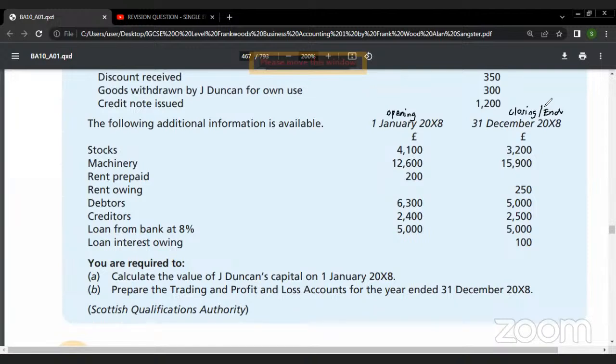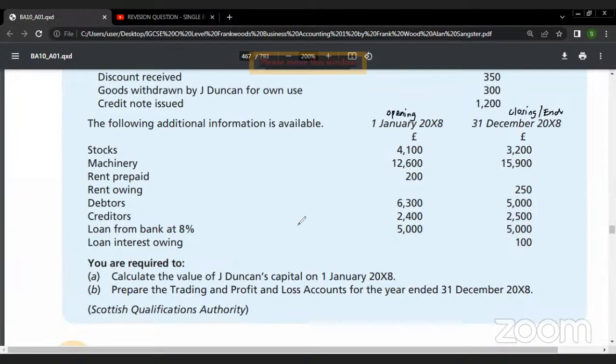What are we required to do? Calculate the value of J. Duncan's capital on 1st January 2008. Of course, when you look through this information we have, we don't have J. Duncan's capital as a start, but we are going to see how you arrive at that opening capital.